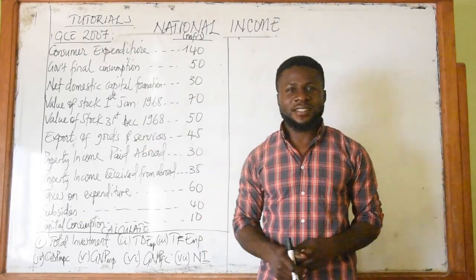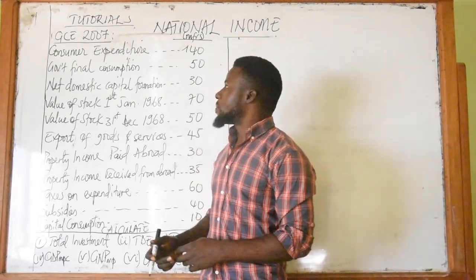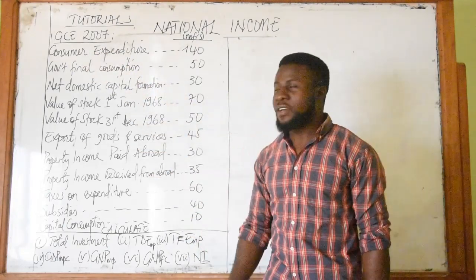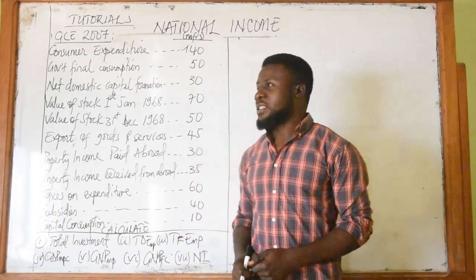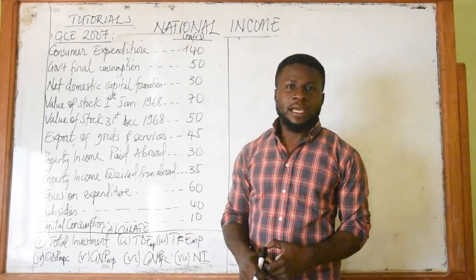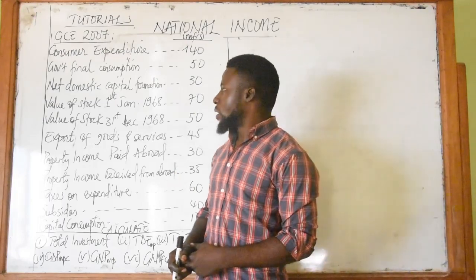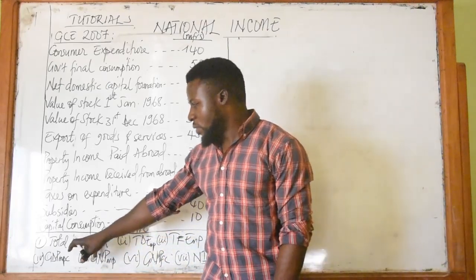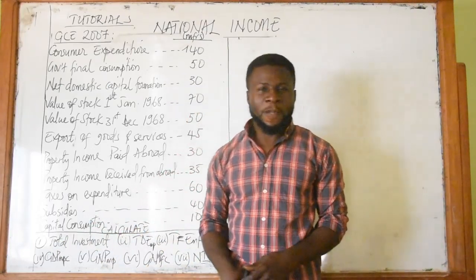This is our first tutorial under national income accounting using the expenditure methods. We have Cameroon GCE 2007. The question said, using the figures below, answer the questions that follow. All figures are in millions of francs CFA. So we are not going to read all of this, but we'll go straight to the question. The first one says we should calculate total investment.